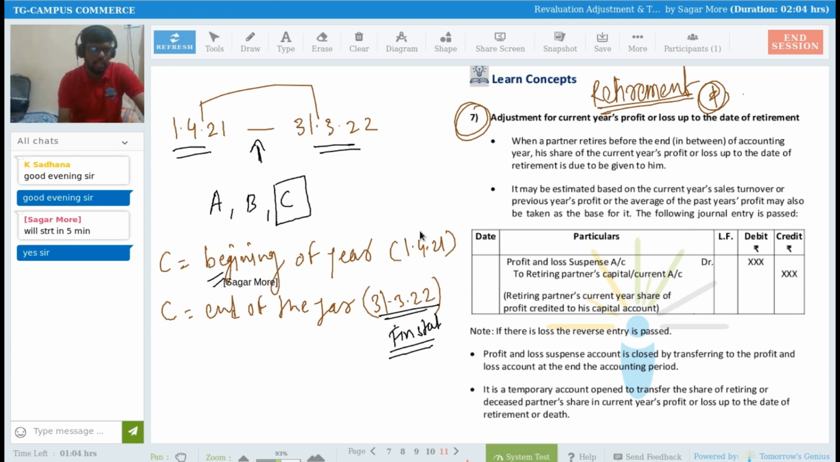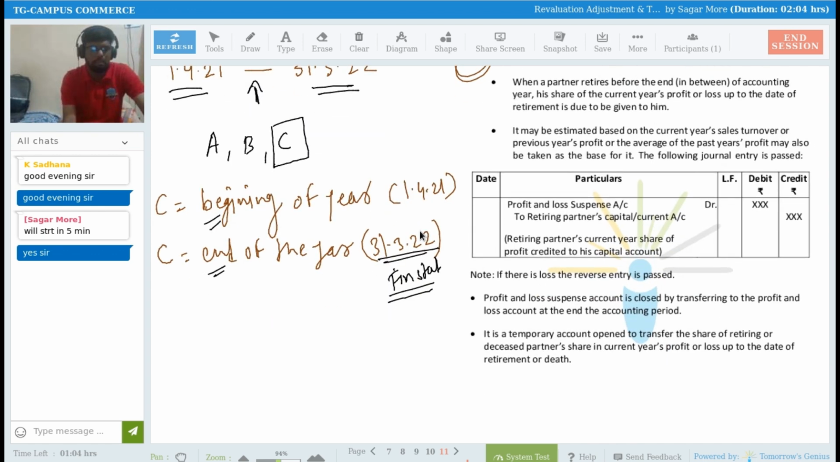So in the case of retirement at the end of the year, there is no problem, sir. But if he is retiring from the business in the middle of the year, for example, on 31st of October 2021, right? So he is retiring from the partnership business in the middle of the year, and that creates a problem, sir. Why? Because he is not retiring in the beginning, he is not retiring at the end, he is retiring in the middle.